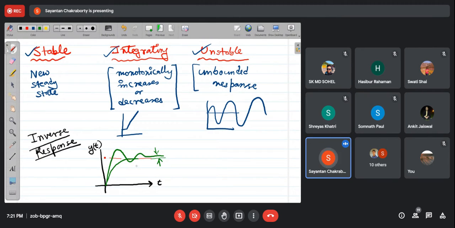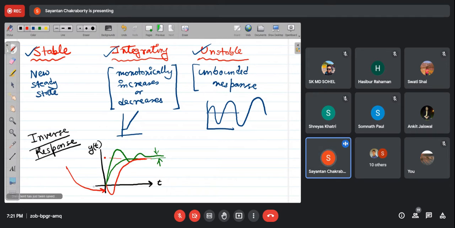But there are certain systems which start moving in the opposite direction, like this. Then it changes its direction and reaches the steady state value. This type of response is called an inverse response, right? It's a very typical type of response. Now, how do you relate these responses to a transfer function model?